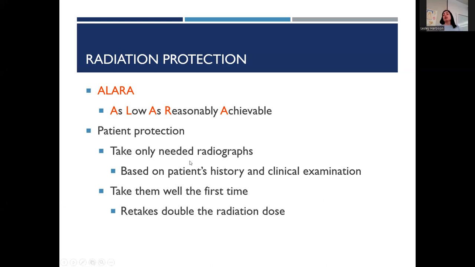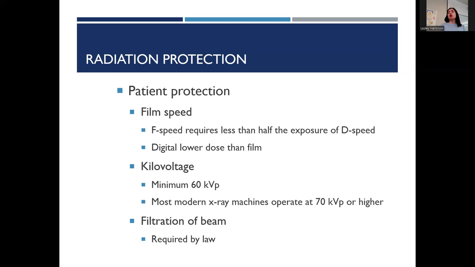Patient protection: only take x-rays that are needed based on the patient's history and clinical examination, and take them well the first time. Retakes double the radiation dose, of course, so if you have to take another film, it gets that much more exposure. Some more patient protection: film speed. This is important to know, you can highlight this. F speed requires less than half the exposure of D speed. So if you get a question that asks, of all the following films, what would be the most ideal film speed to reduce patient radiation, the answer would be F. F for fast.